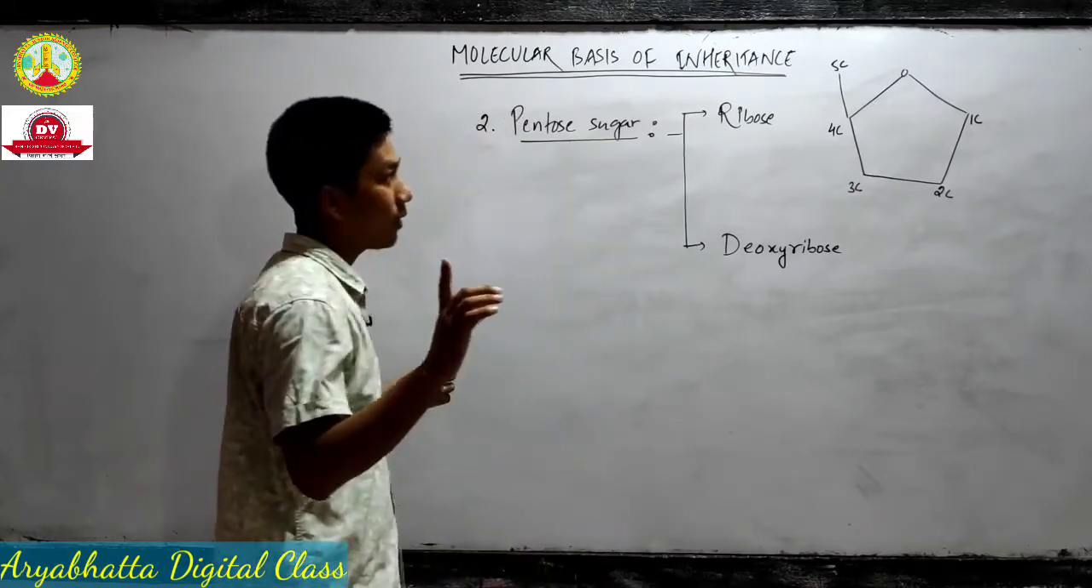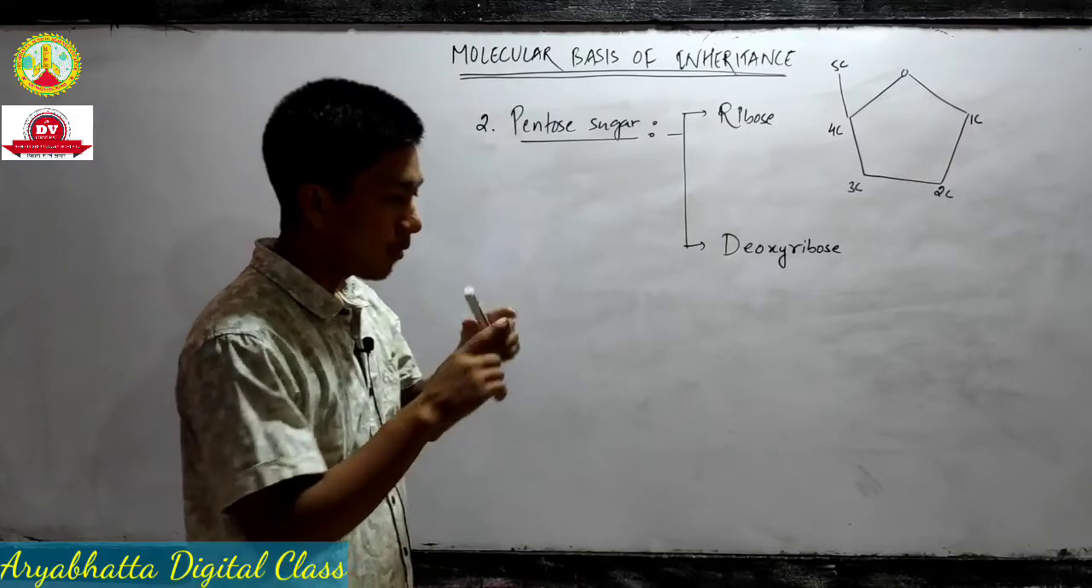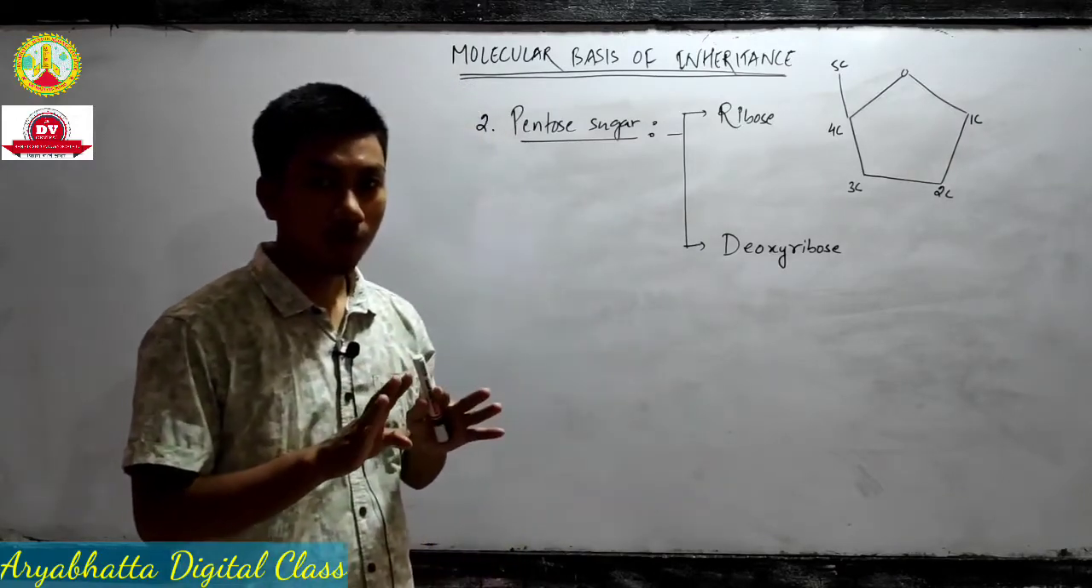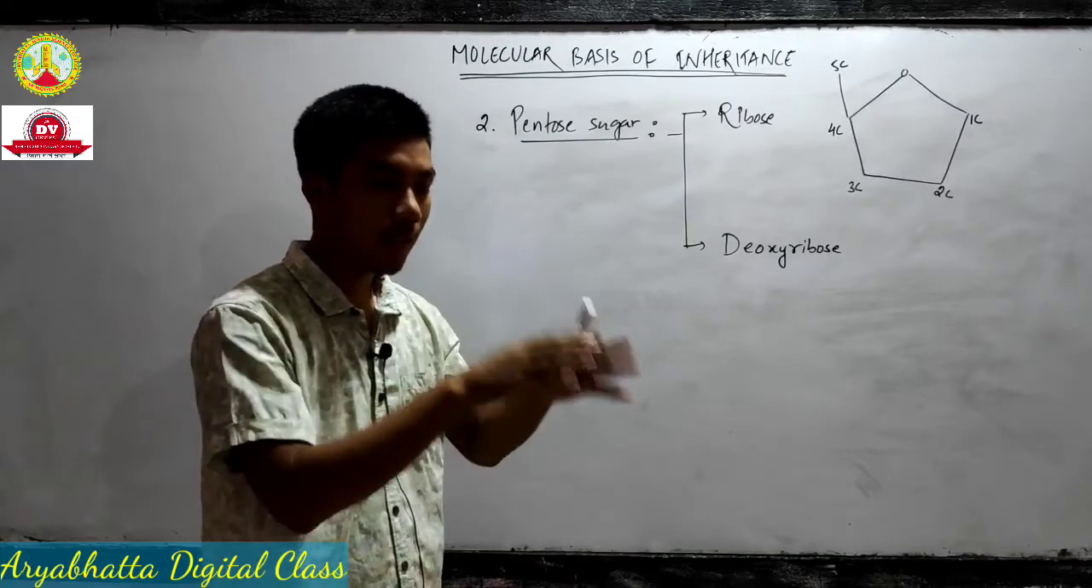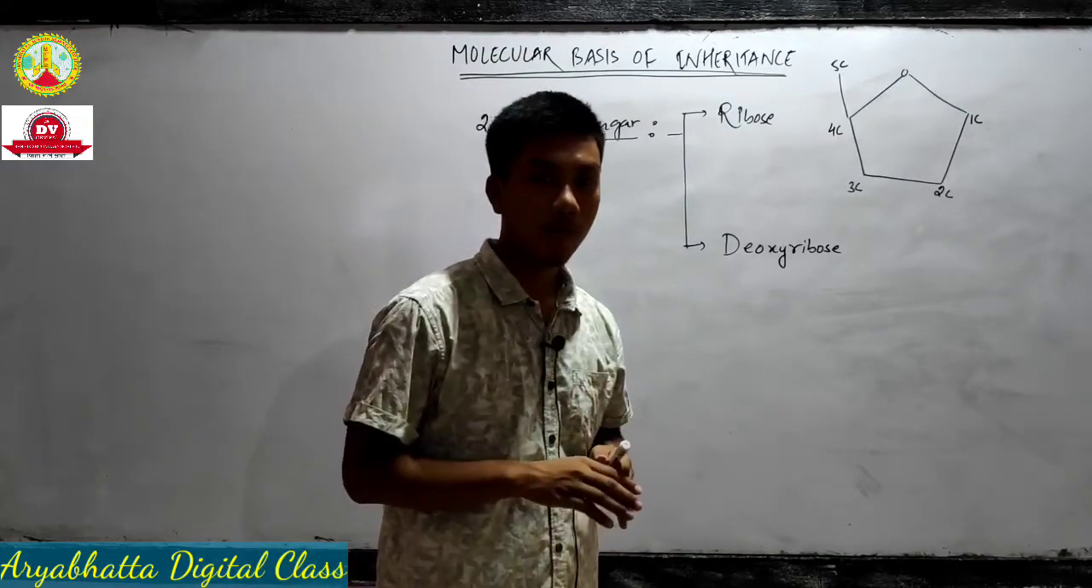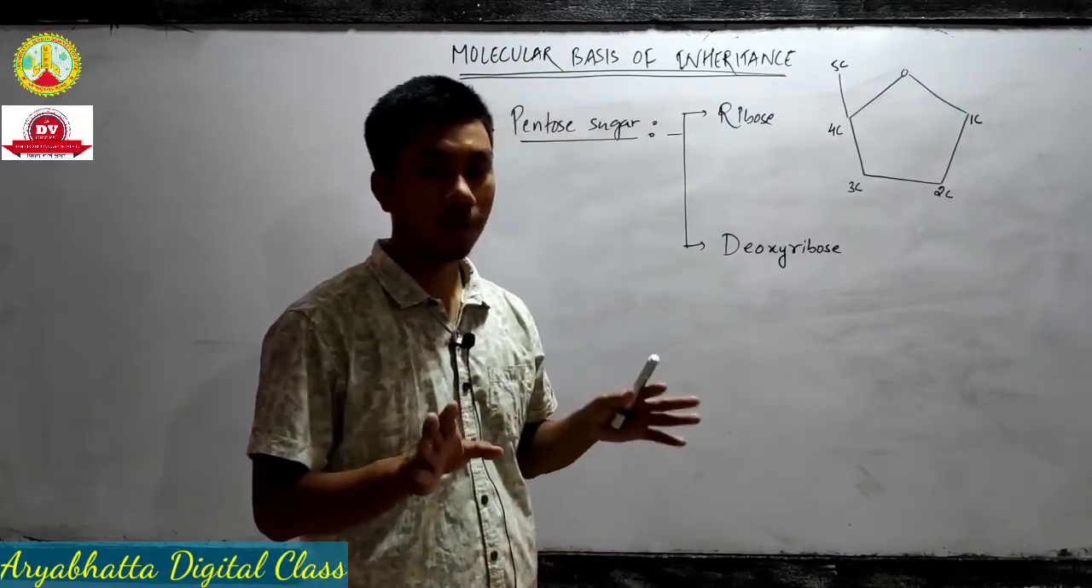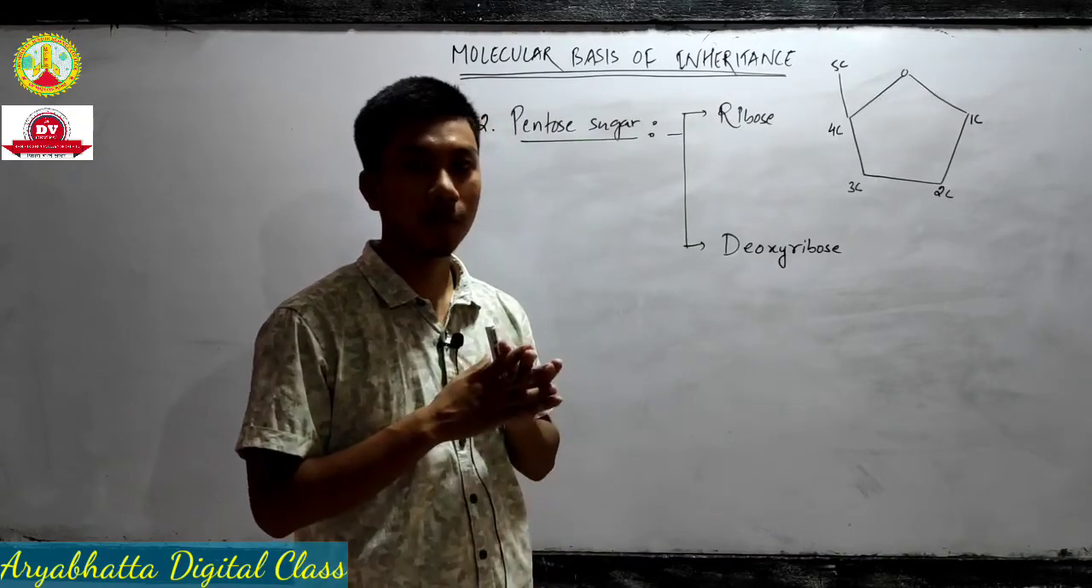Okay, so remember the ring is actually made up of 4 carbon. The 5 carbon is outside, which is attached to it. Okay, so overall it is a 5 carbon sugar only, but the ring is made up of 4 carbon.